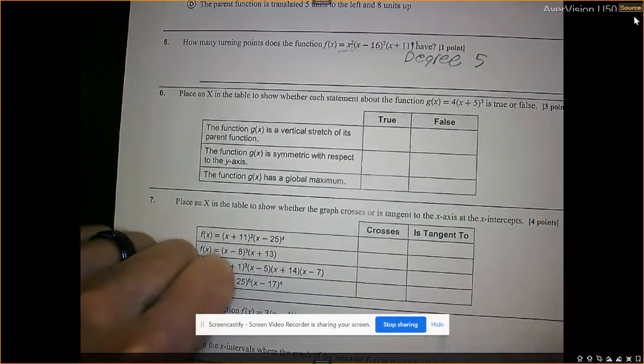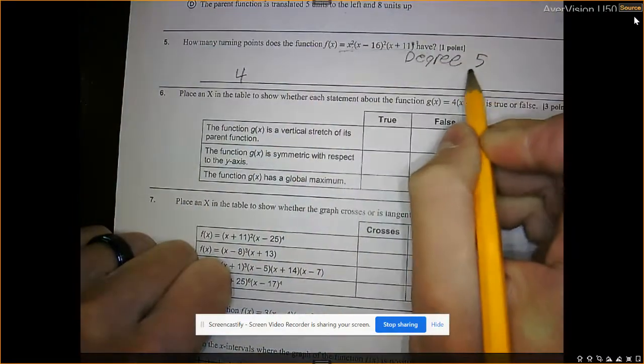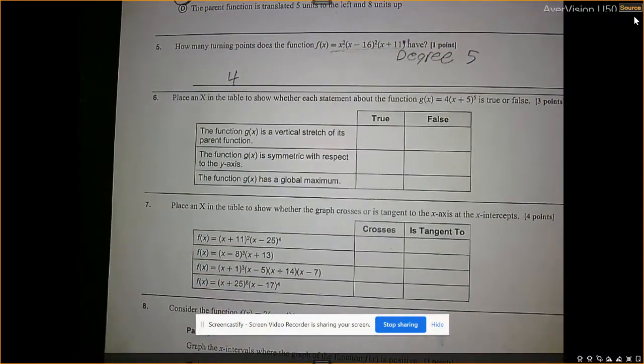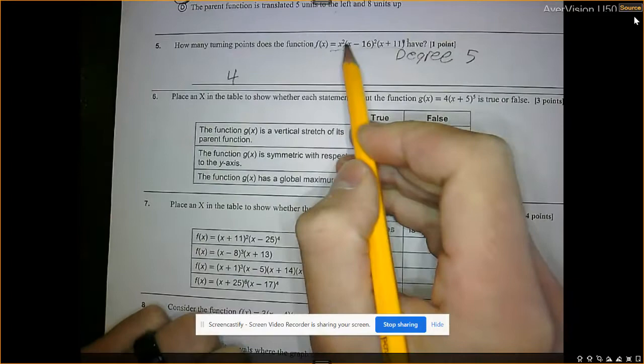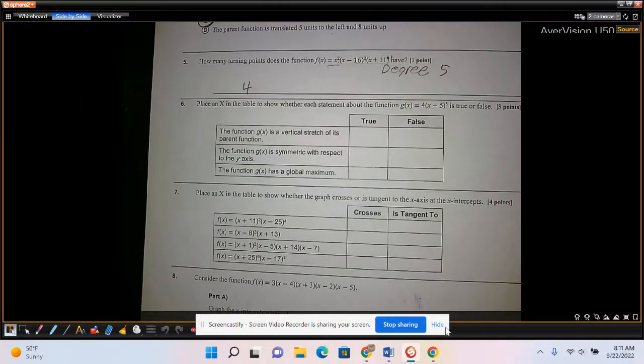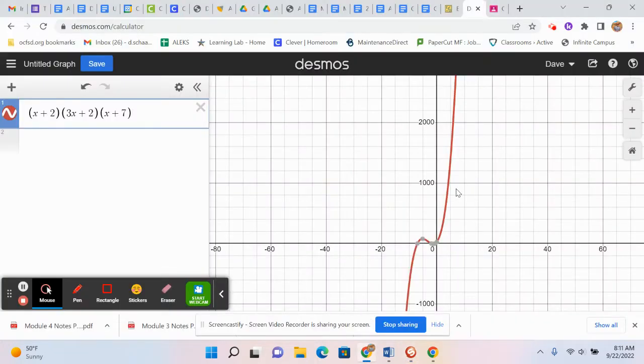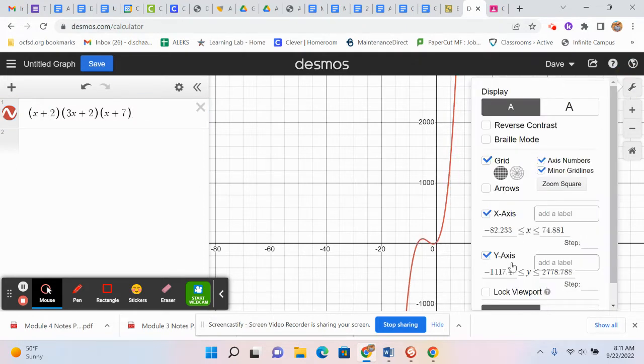And our turning points, it's always going to be 1 less than our degree, actually. So we can say 4 turning points, simply because it has to be 1 less than our degree. Otherwise, go ahead, plug this into Desmos. I'm not going to plug it into Desmos, but I want to show you what I mean when I say change the window. In order to see all the turning points, a lot of times it's going to be way too zoomed in. So you're going to have to change your y value to go to like negative 1,000 to positive 1,000, stuff like that.